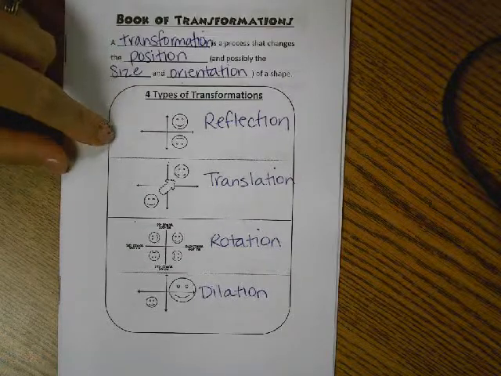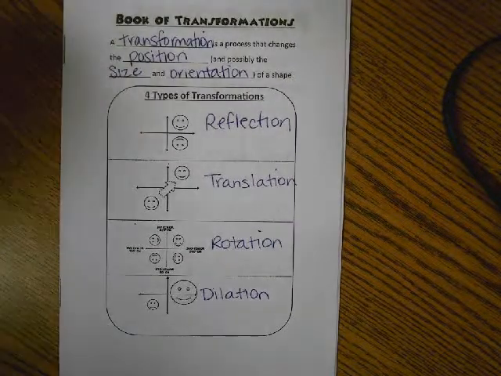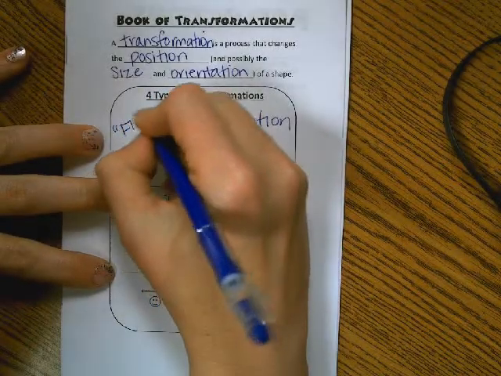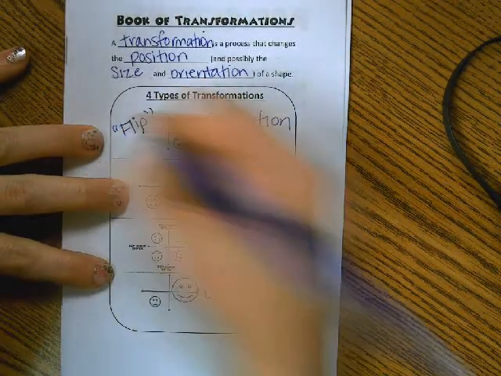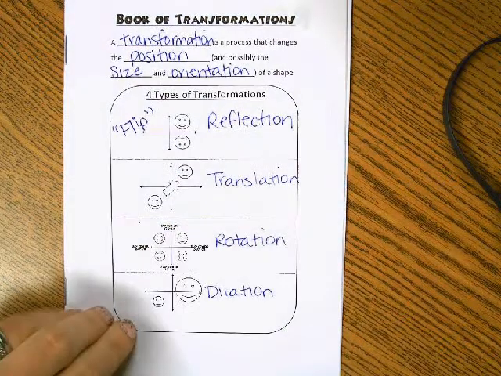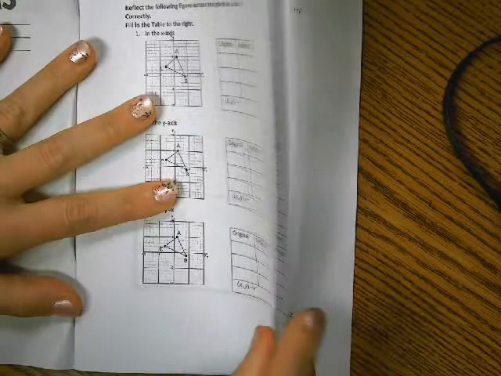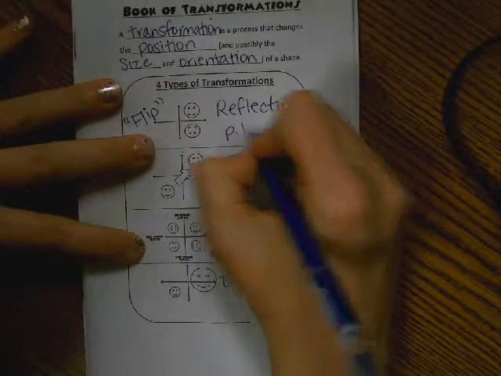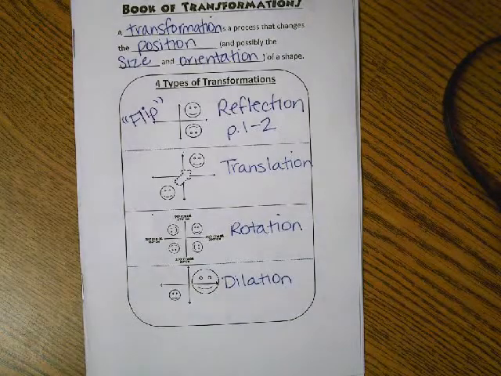So a reflection is a flip or a mirror image. It's when you flip, or you mirror image something. And reflections are on pages 1 and 2 of the booklet. So we're just doing 2 pages today.